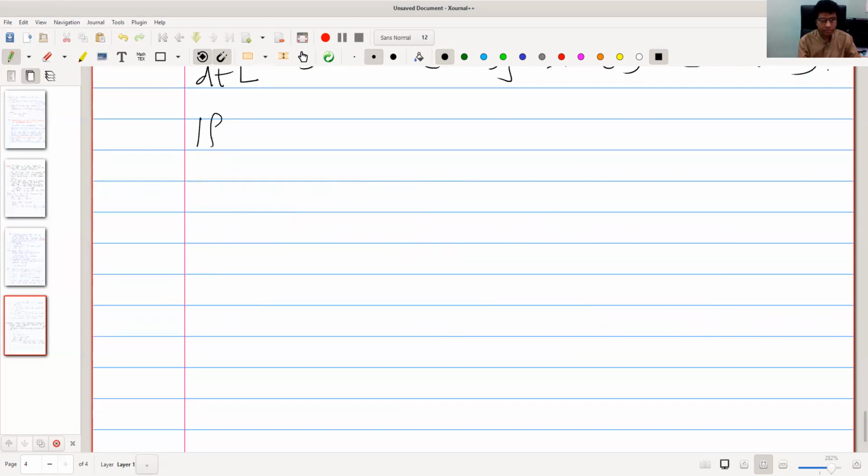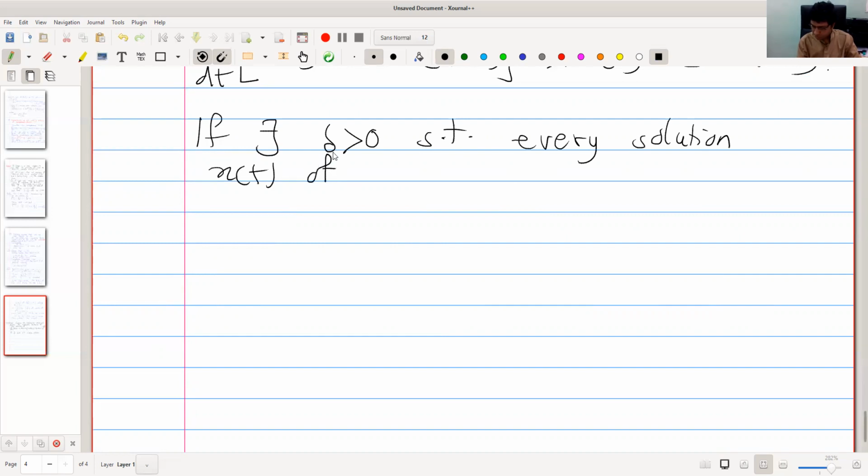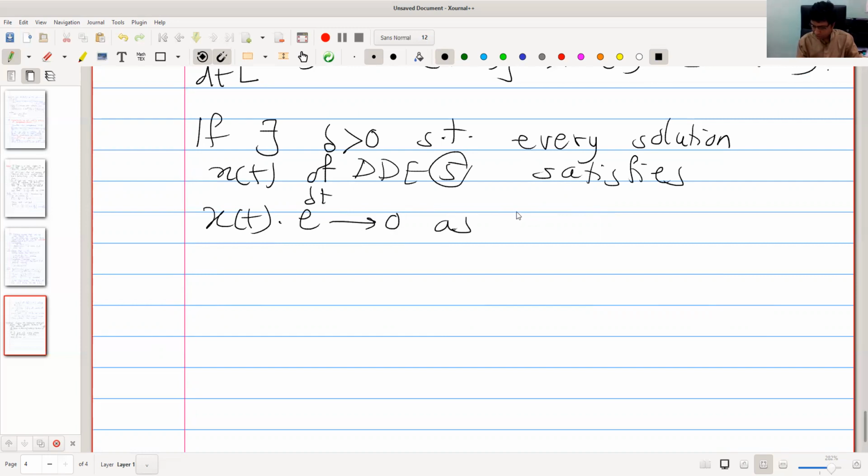If there exists delta greater than 0 such that every solution x of t of this delay differential equation 5 satisfies x of t into e raised to delta t tends to 0 as t tends to infinity, then it is necessary that mod c is less than 1.